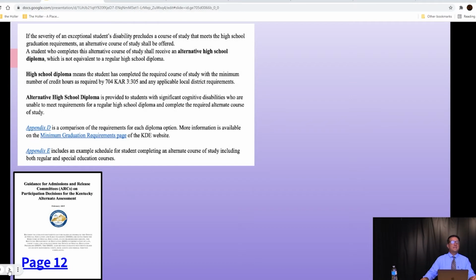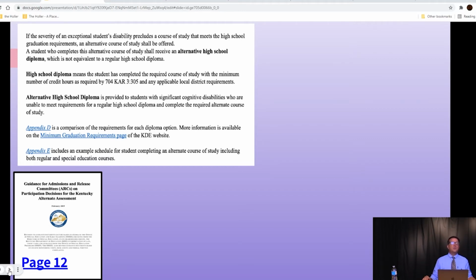And here's what it says on page 12 of the guidance document. If the severity of an exceptional student's disability precludes a course of study that meets the high school graduation requirements, an alternative course of study shall be offered. A student who completes this alternative course of study shall receive an alternative high school diploma, which is not equivalent to a regular high school diploma. So you need to have that discussion.